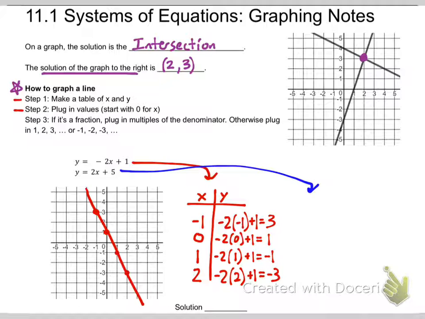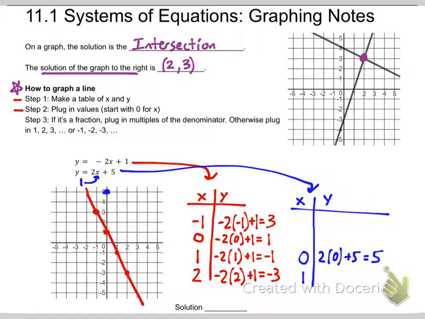Let's now make a table for the next equation. I first draw x and y, and I'm going to put my 0 down a little bit. Now, when I plug in 0 for the x in the second equation, we get 2 times 0 plus 5, and that is 5. So I can plot that point. Next, I'll try plugging in a 1, and when you plug in 1, you get 2 times 1 plus 5, and that is 7.